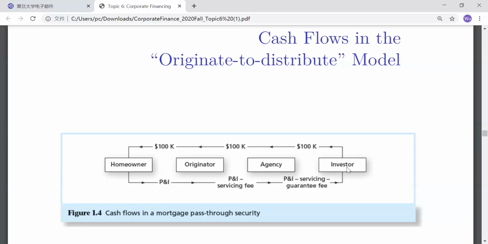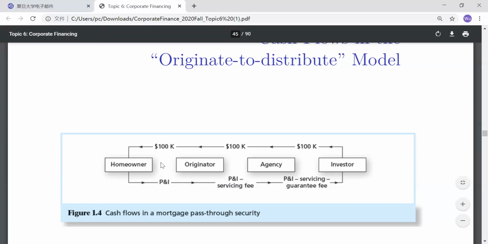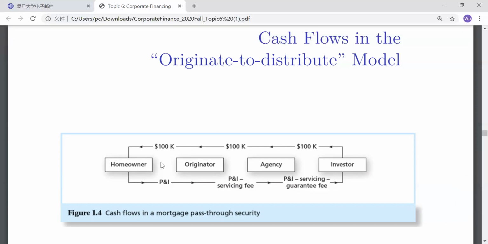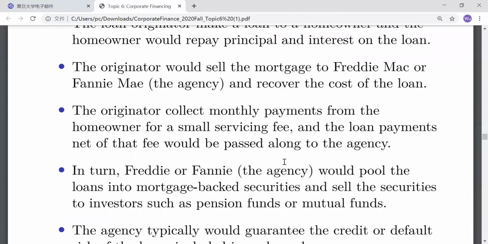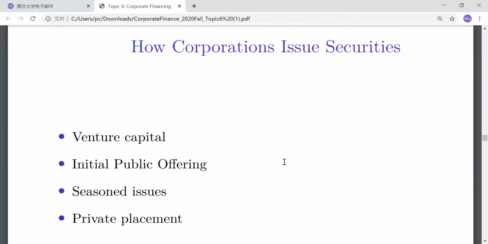So now you can see essentially investors are lending money to the homeowner, whom they don't actually know, right? And in many cases, those mortgage borrowers have very poor credit scores. That's why it's very risky. As long as the homeowner cannot pay back, the investors are in trouble as well. So this is the originate-to-distribute model, the securitization of mortgage loans. This is the cash flow in this model, which you can take a look at. And this is basically the seed for this financial crisis, right?